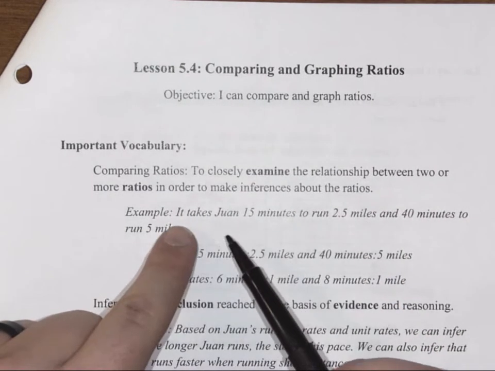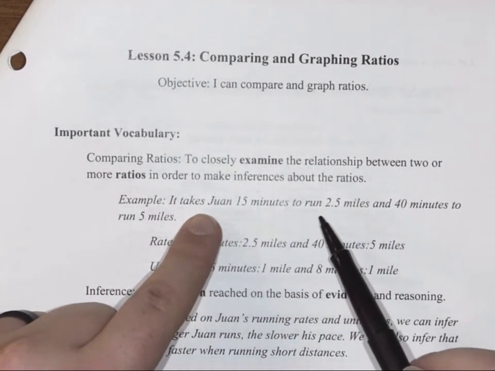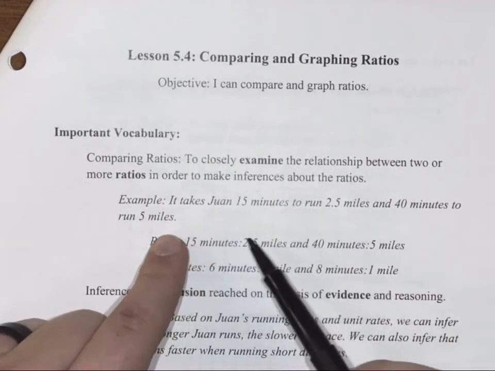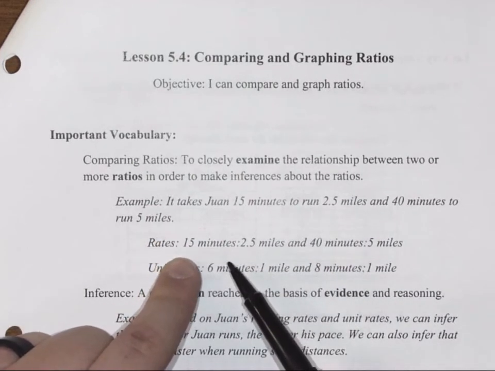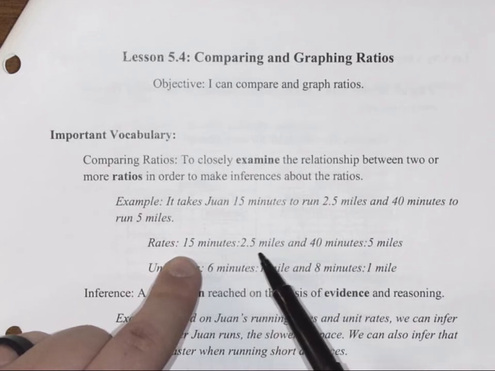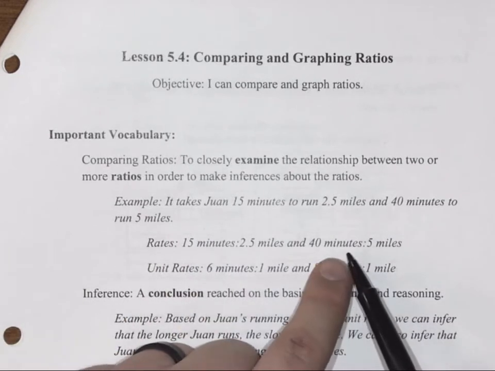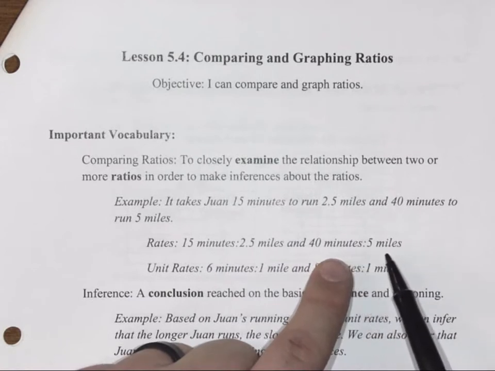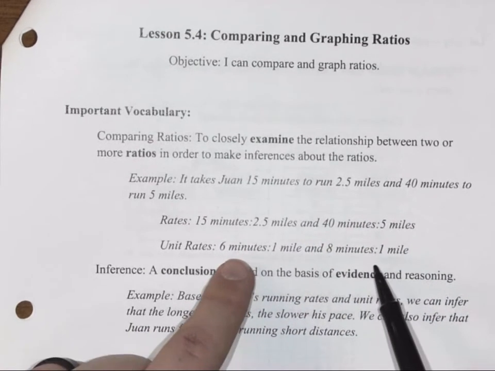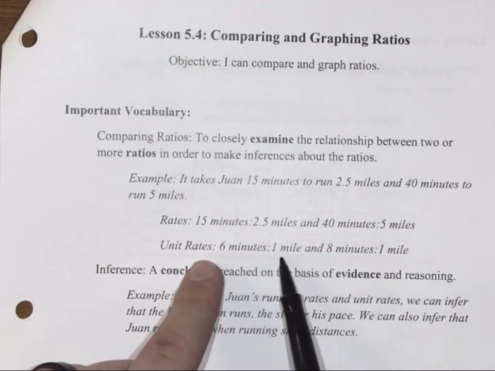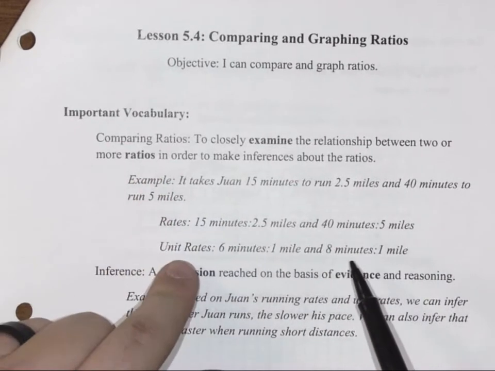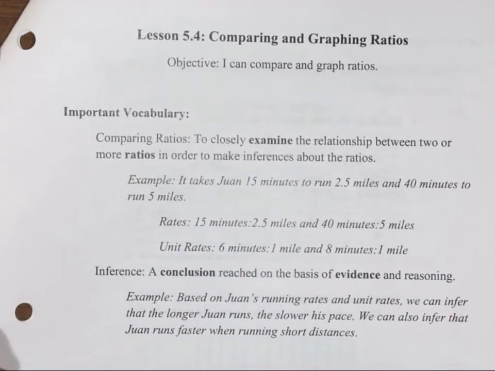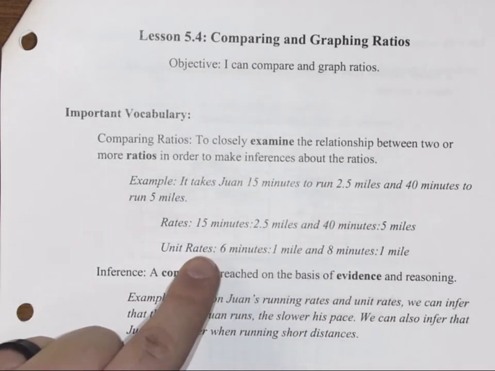For example, if it takes Juan 15 minutes to run 2.5 miles and 40 minutes to run 5 miles, we have a rate of 15 minutes to 2.5 miles and a rate of 40 minutes for 5 miles. Each of those respectively make a unit rate of 6 minutes per mile and 8 minutes per mile. So we can compare those ratios by examining the unit rate of each.